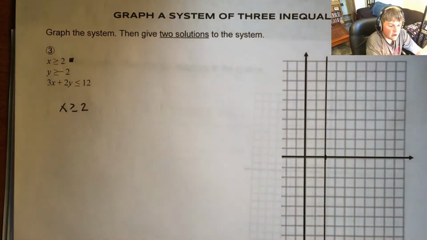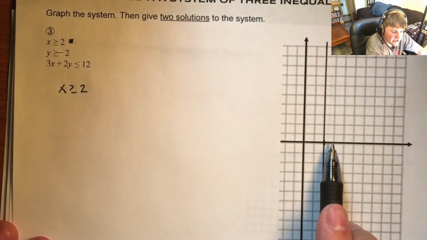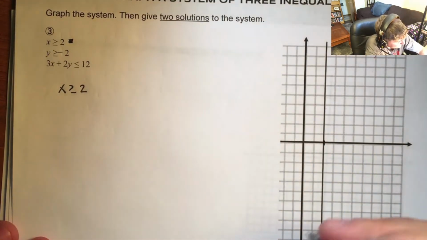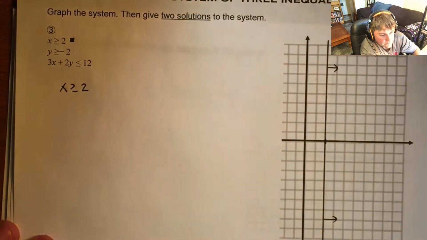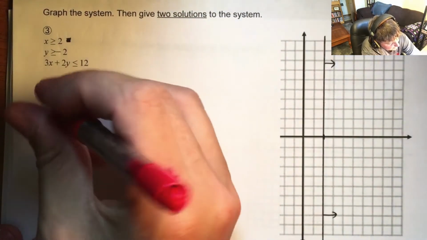And now I just have to figure out where my solutions lie. They're greater than that, so here's x is 3, 4, 5. So it's basically everything to the right of this vertical line. I'm going to go ahead and draw some little arrows to the right, knowing that my solutions are there. Okay, so then let's do the red line.